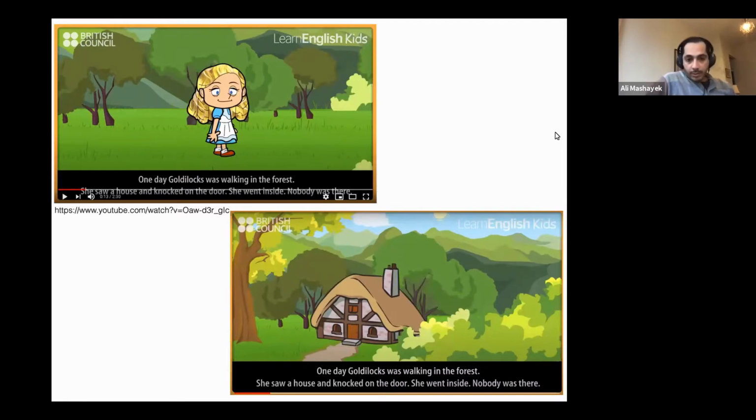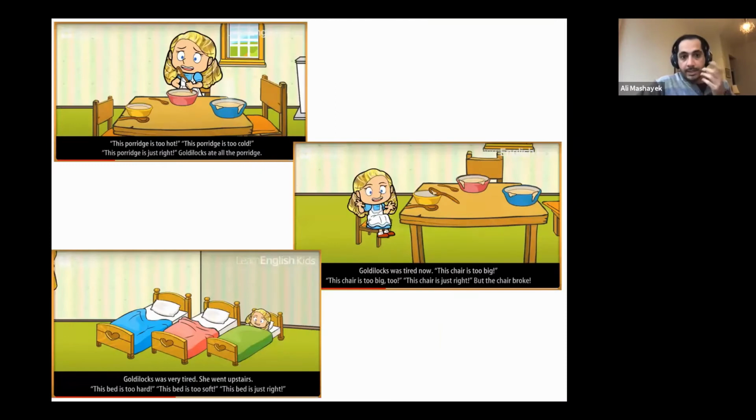So Goldilocks was walking in the forest, and she saw a house, which you can see here. She knocked on the door. There was nobody there. She went in, which is totally normal. That's exactly what little girls do on a daily basis. And then she finds 3 bowls of porridge and she starts trying them. One is too hot, one is too cold, but the other one is just right.